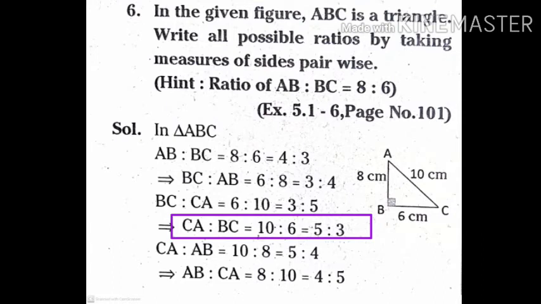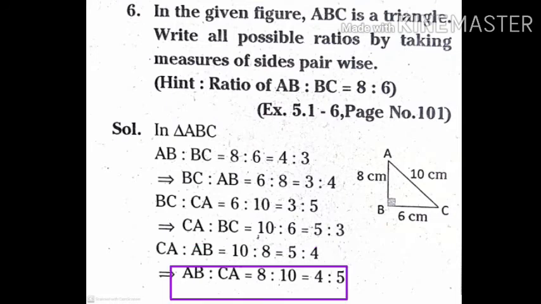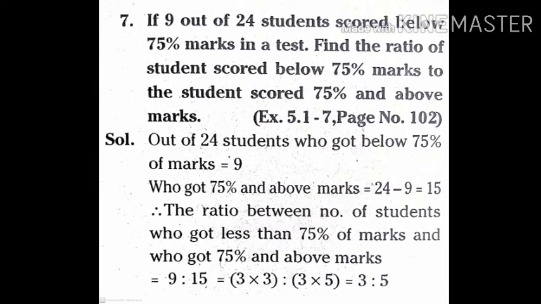2 5s are 10, 2 3s are 6. Next step, CA is to AB is equal to length of CA, 10 cm, to length of AB, 8 cm. Cancel with 2 table. 2 5s are 10, 2 4s are 8. Next step, AB is to CA. That is equal to length of AB, 8 cm, and length of CA, 10 cm. Cancel with 2 table. 2 4s are 8, 2 5s are 10.